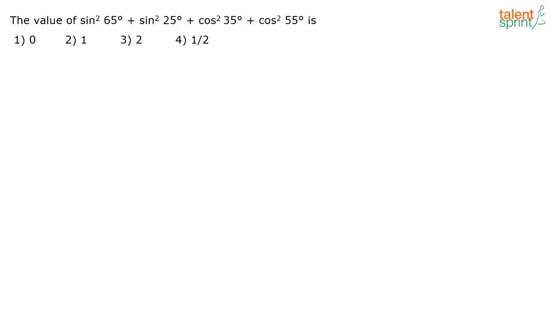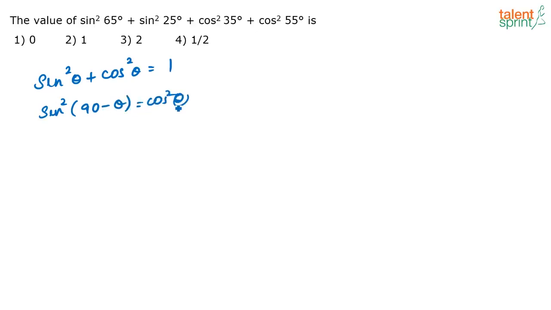The first question for today's session is there on your screen. It's on trigonometry. Sin square 65 plus sin square 25 plus cos square 35 plus cos square 55 is equal to dash. So what are the two identities that you will have to use here to solve this question? You know sin square theta plus cos square theta is equal to 1. Then you also know sin square of 90 minus theta is equal to cos square theta, and vice versa. So once you know this, solving this question is very easy.